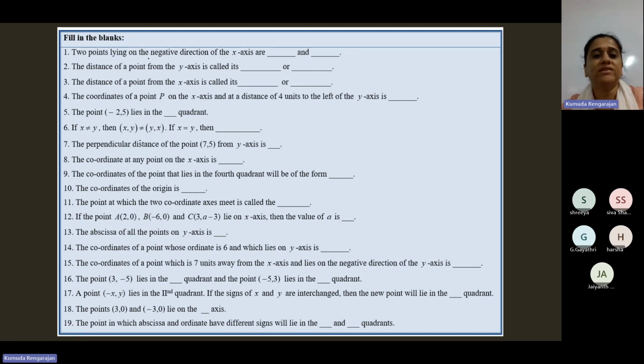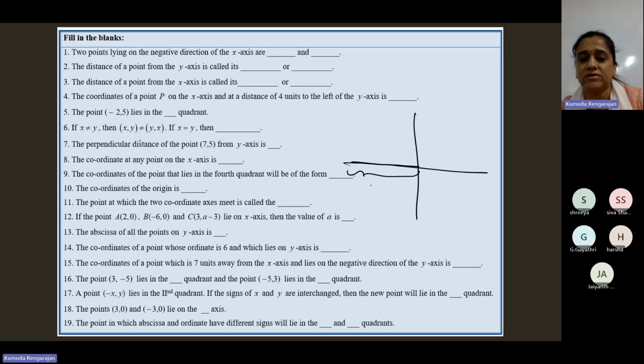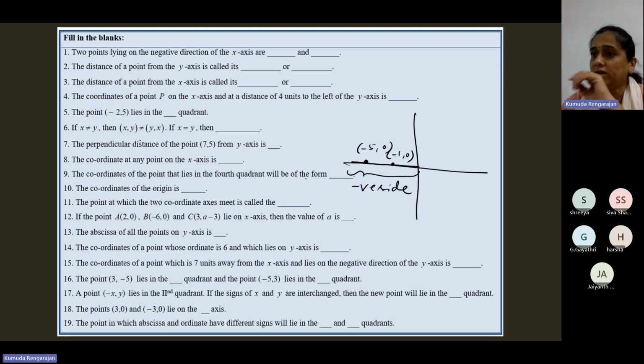Okay. Two points lying on the negative direction of the x-axis are. This is the negative direction of the x-axis. Two points. So you must write minus 1 comma 0, minus 5 comma 0. Yeah, anything. Minus 1 comma 0, minus 2 comma 0, minus 3 comma 0, minus 1.5 comma 0, minus 5 by 4 comma 0, whatever.